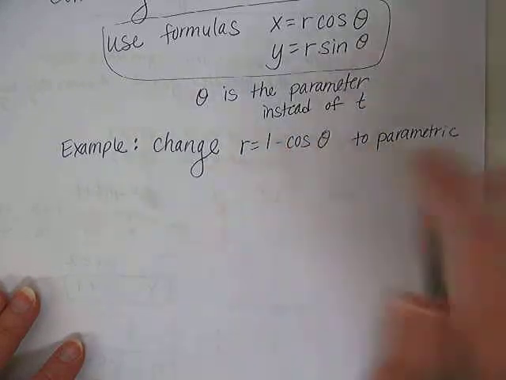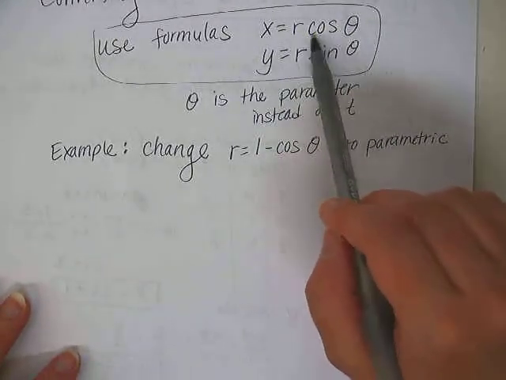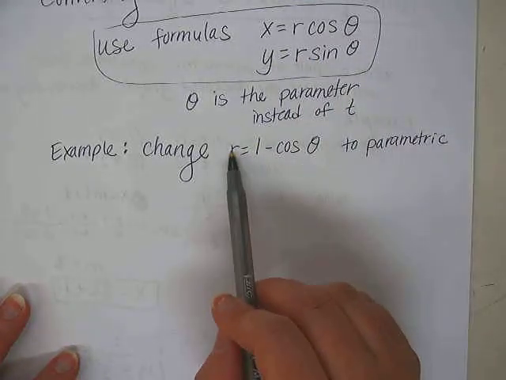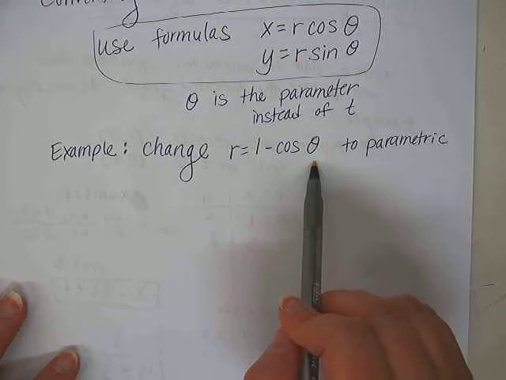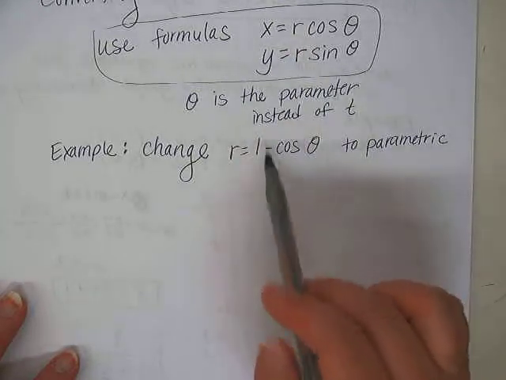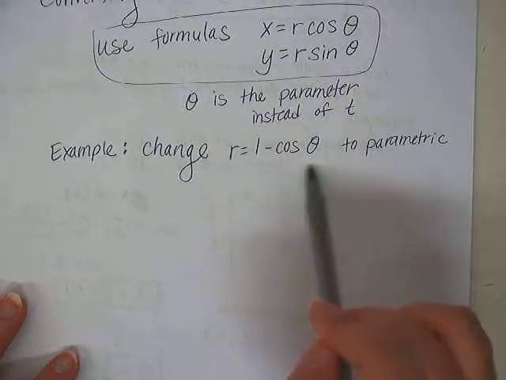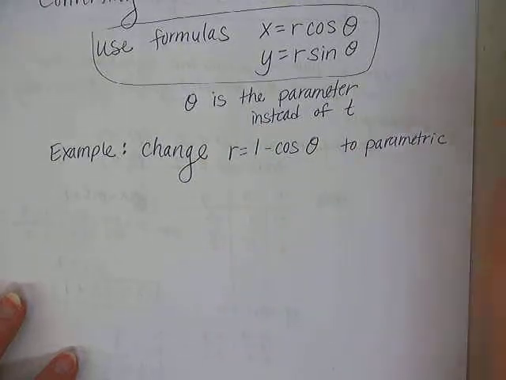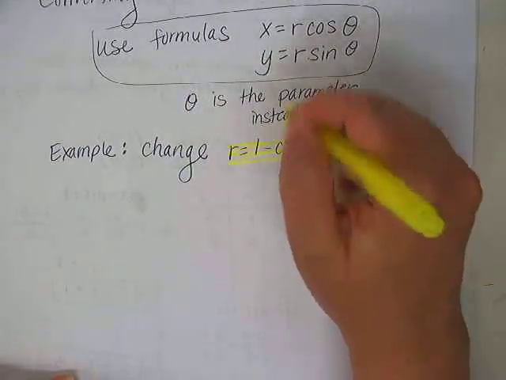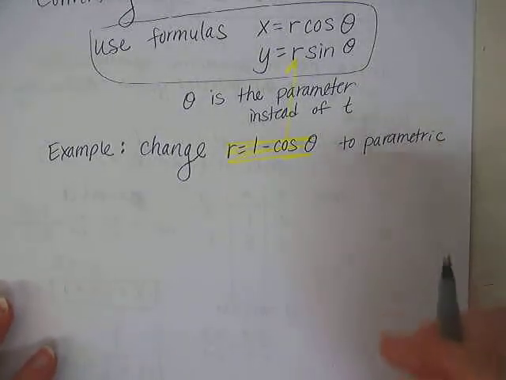Okay, so instead of r, we will have it simplified instead. Okay, so looking at these equations right here, x is equal to r cosine theta and y is equal to r sine theta. They just told us that r is equal to this thing, 1 minus cosine theta. We want to get x and y in terms of theta without the r.